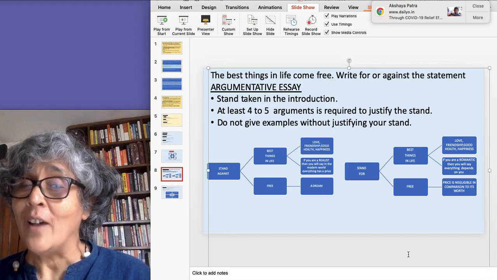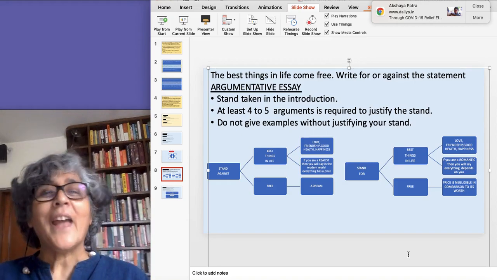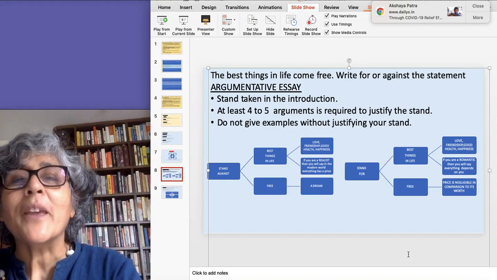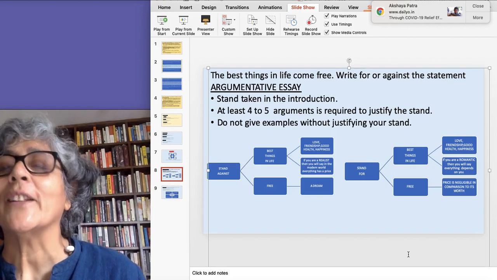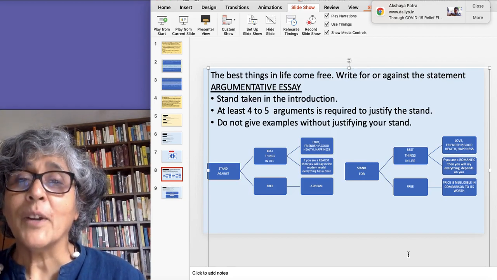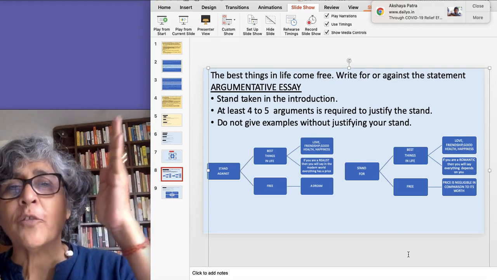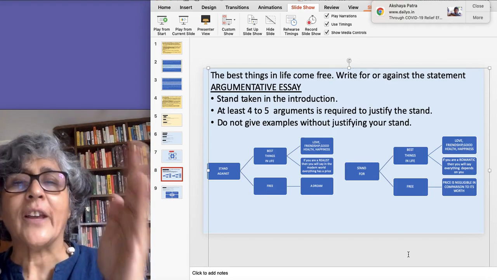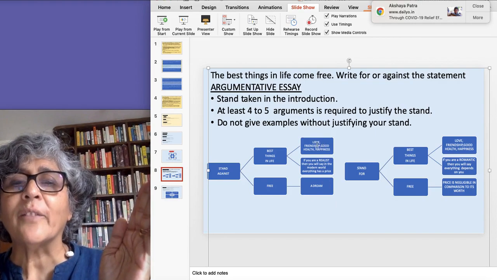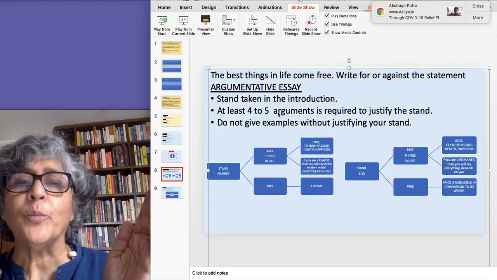So they are free. So that is how you have to make your decision about how you're going to take the topic forward. But you have to make your stand very clear. And in your introduction, you have to make it clear whether you're for or against the topic. And if you see, I've given these examples, 4 to 5 arguments.